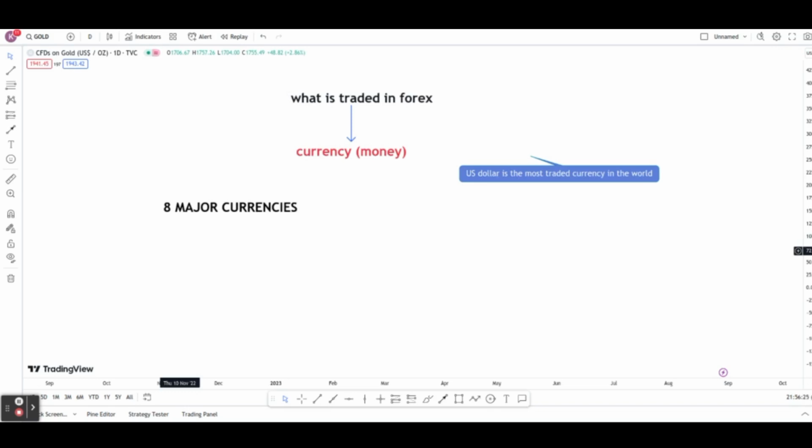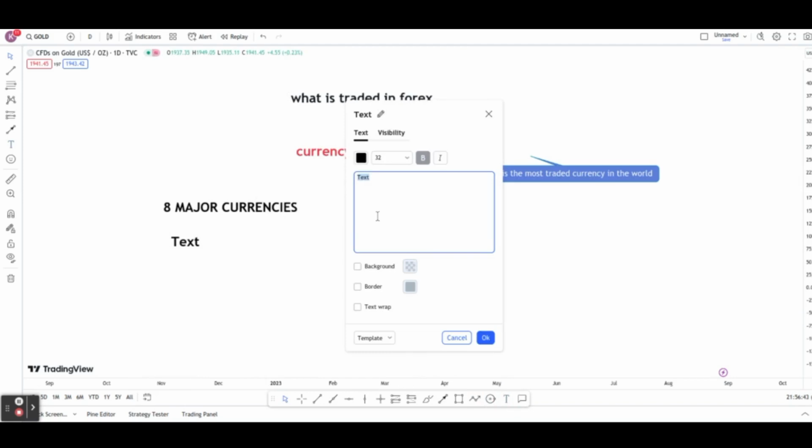As a beginner, you must not go beyond these currencies. That is where you can easily put your money and get it back in no time. So here are the currencies now. Please be jotting all this down.